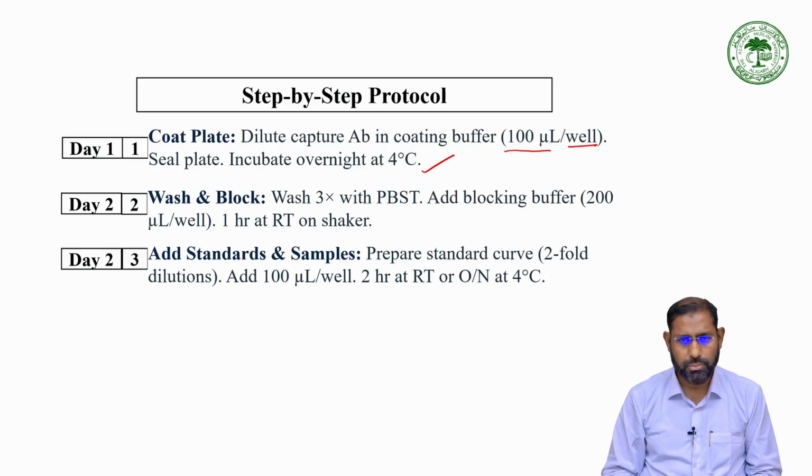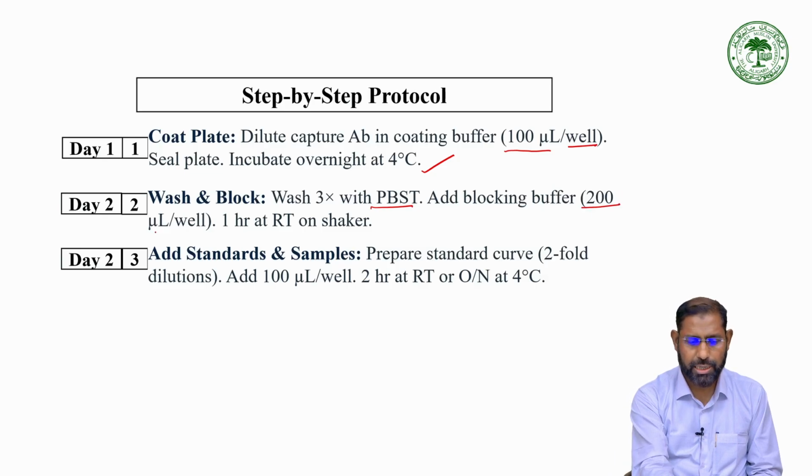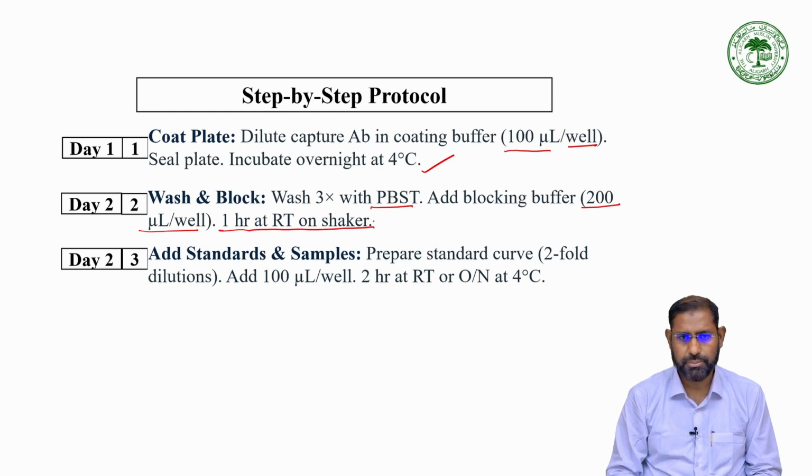Day 2, step 2, we wash and block. Wash the plate 3 times with PBST. Then we add blocking buffer, that is 200 microliter per well, for 1 hour at room temperature on a shaker.